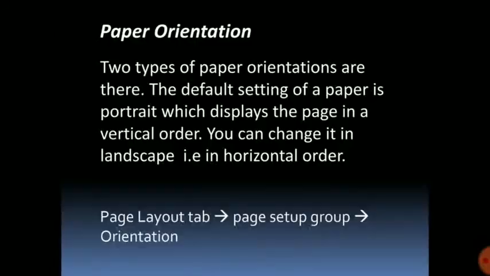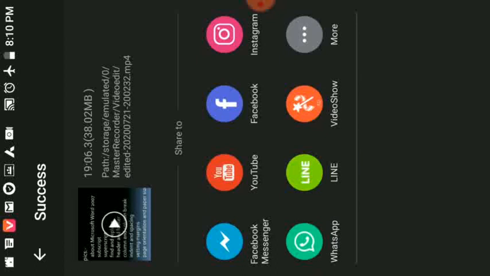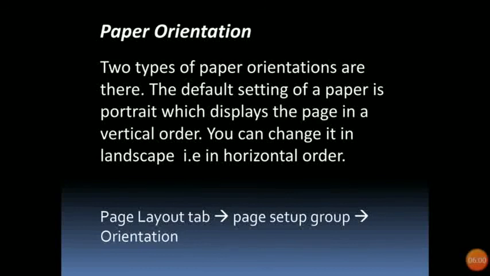Okay. Now come to the next part, that is paper orientation. So two types of paper orientations are there. The default setting of a paper is portrait, which displays the page in a vertical order. You can change it in landscape, that is in horizontal order. Okay, that is in horizontal order. Now this orientation option is present in page layout tab in page setup group.